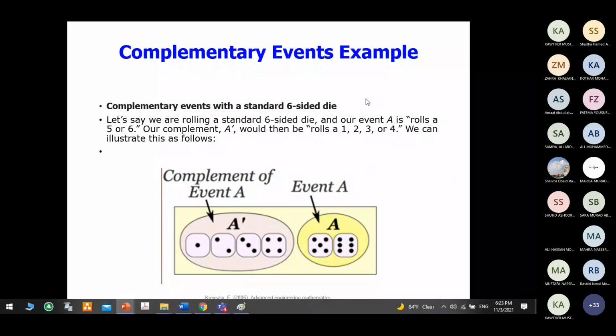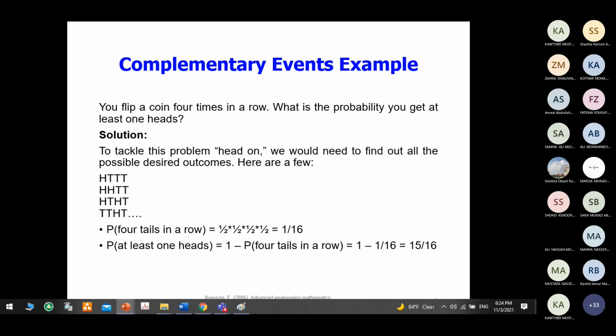Still with definitions and terminology, complementary event with a standard 6-sided die. Let's say we are rolling the standard 6-sided die, and our event A is rolling a 5 or 6. The output 5 or 6 is in the event we call A. So if I want to find the complement of A, it means everything excluding 5 and 6. So it means 1, 2, 3, 4, right? This is the complement.